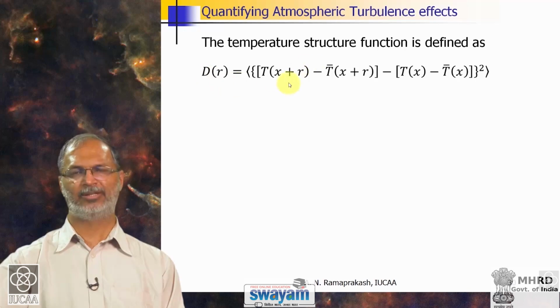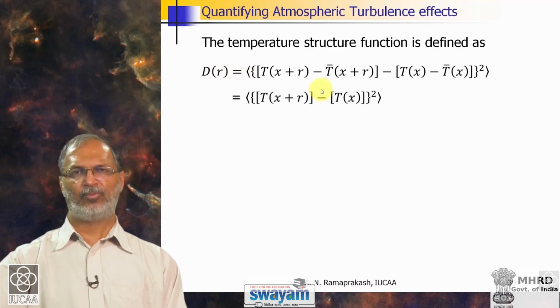So, what you are really trying to measure is how the temperature at a location deviates from the mean value there over a large area and in a statistical sense, and that is what is being quantified by this value. Clearly, as you change r, which is the separation between the two spots at which you measure the temperature, you will get a function.